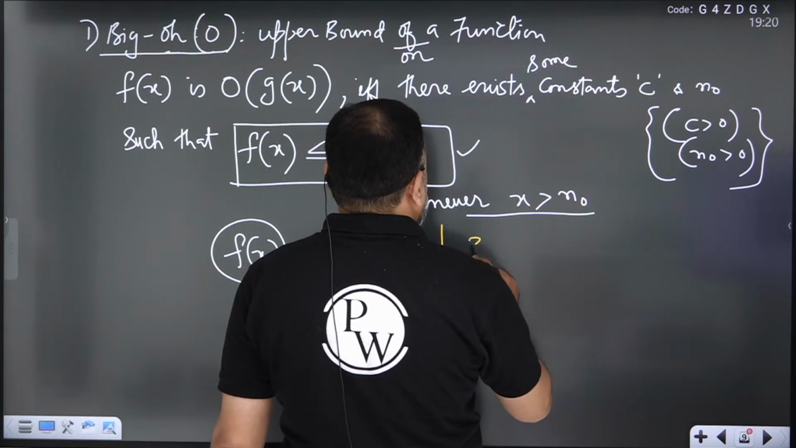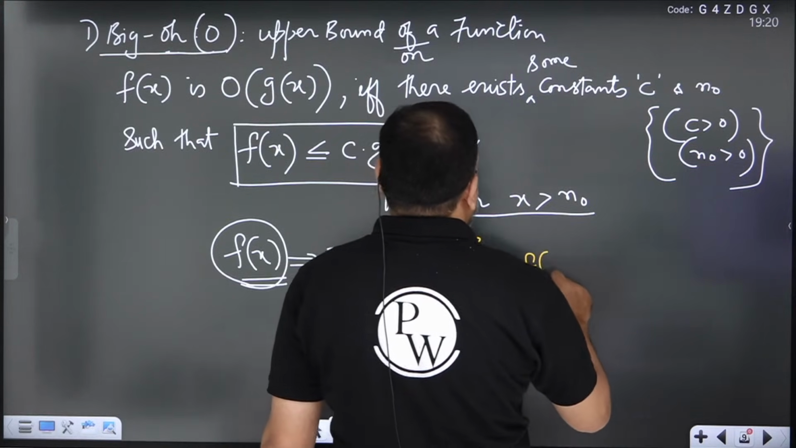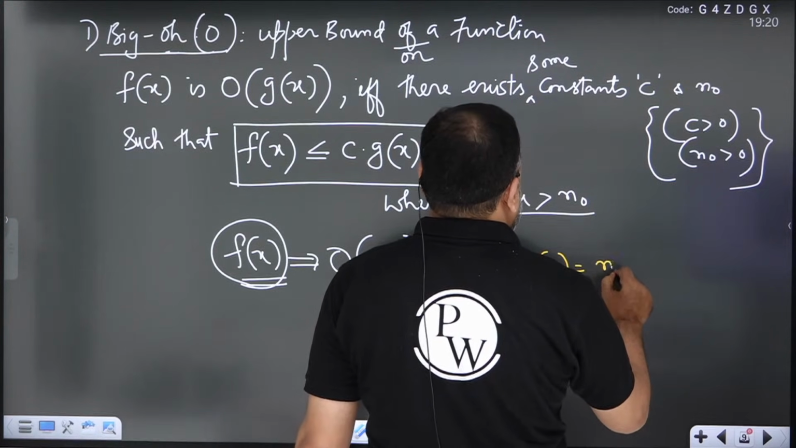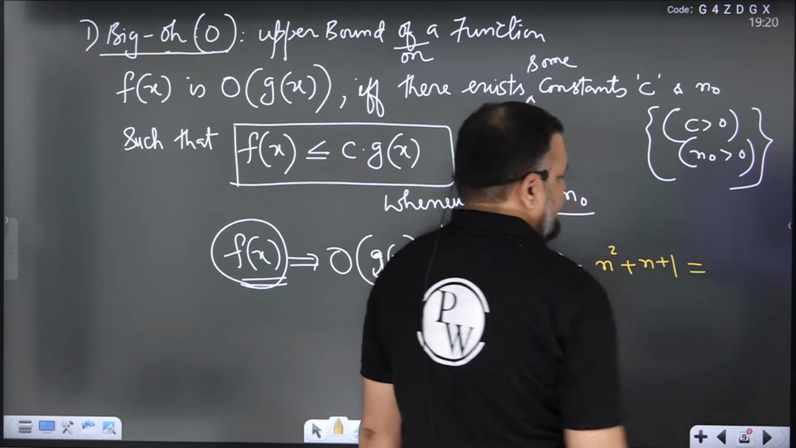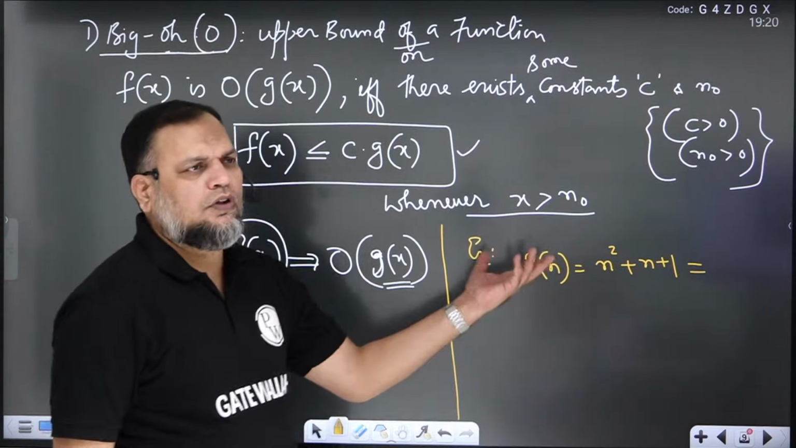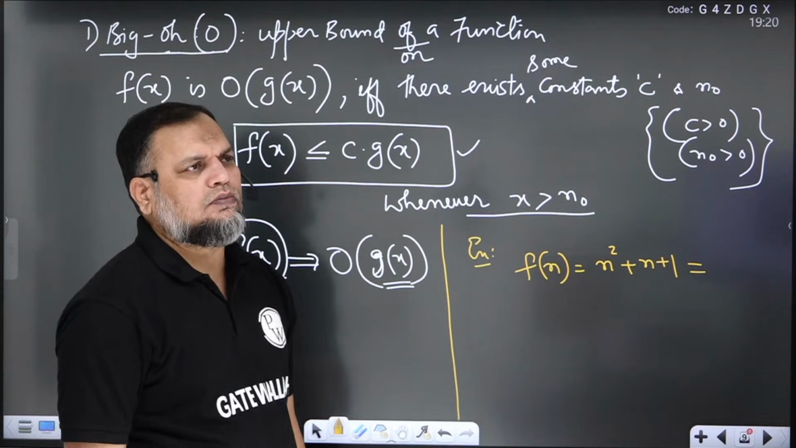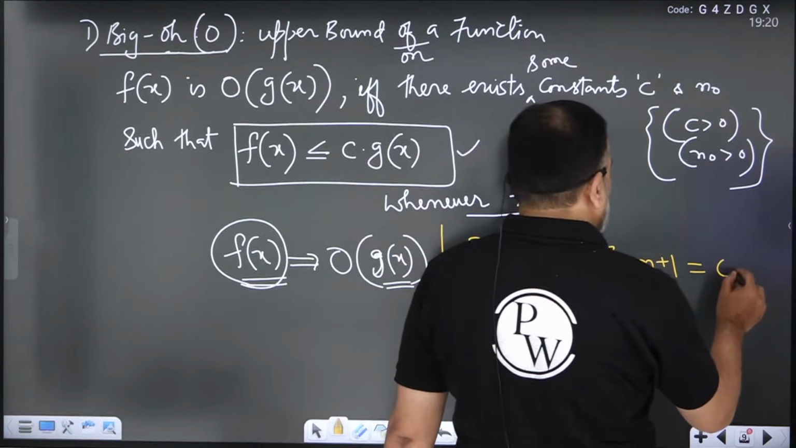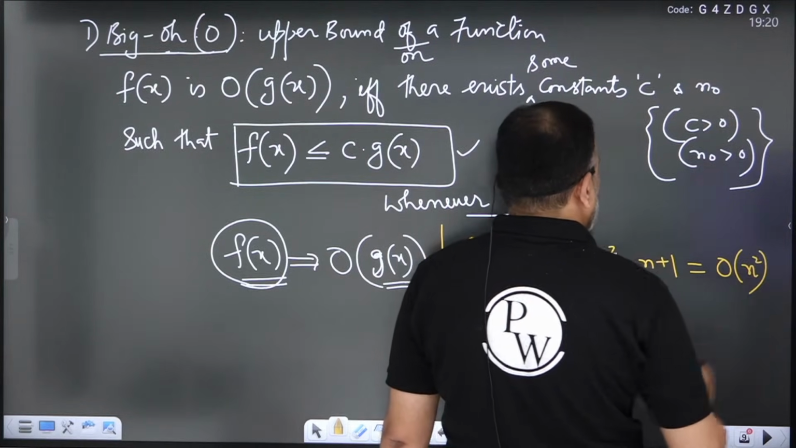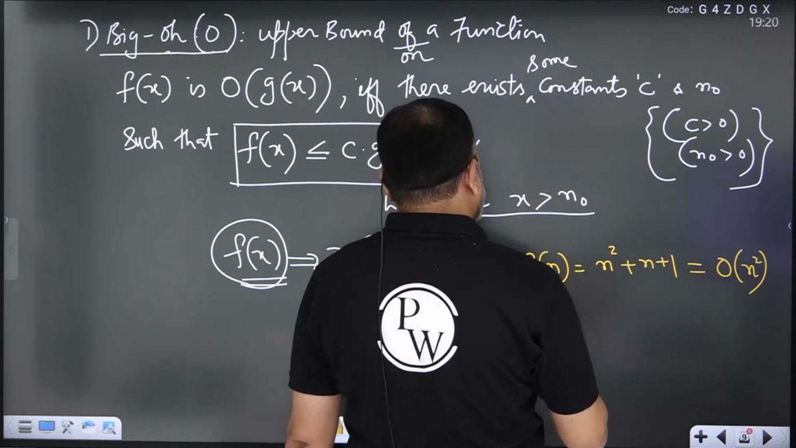So say for example, if I have a function f of, हमारा previous function लेंगे हम, f of n is equal to n square plus n plus 1. What is the order of this function? Come on, very simple. Based on the definition, what is the order of this function? Order of this function is order of n square. कैसे बोलेंगे आप? We can simply write like this.